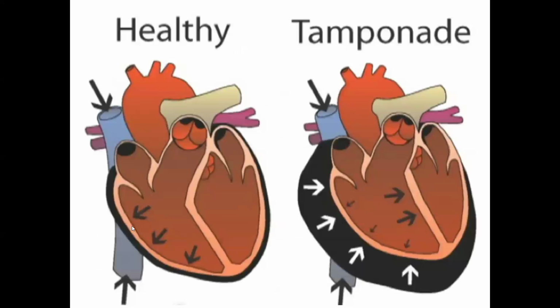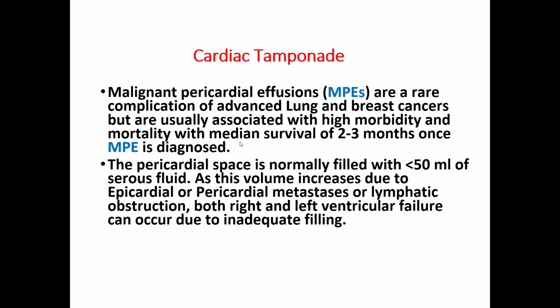Okay, pericardial tamponade, or cardiac tamponade. A better name is malignant pericardial effusion, because malignant pericardial effusion or cardiac tamponade related to malignancy has a median survival of 2 to 3 months. So it is a very poor prognostic sign. I'd rather use this term if the patient has a cardiac tamponade related to malignancy.